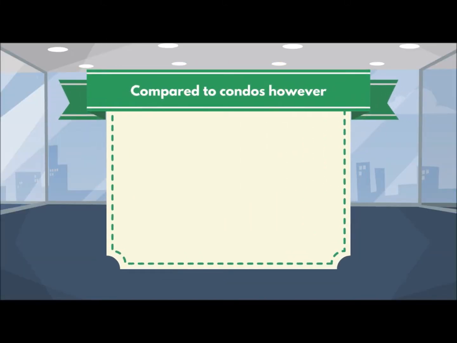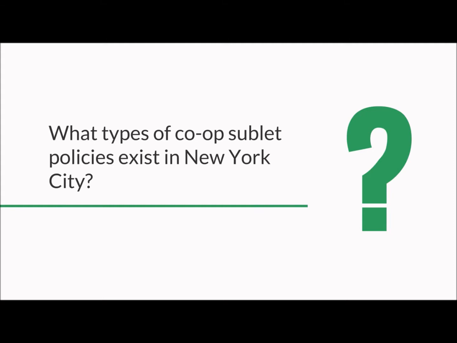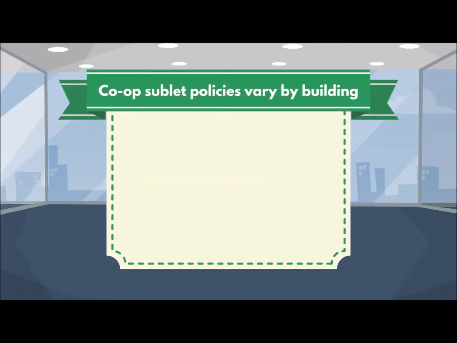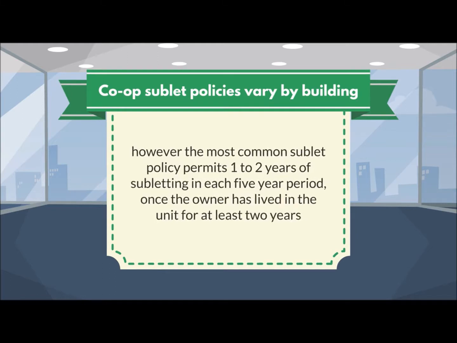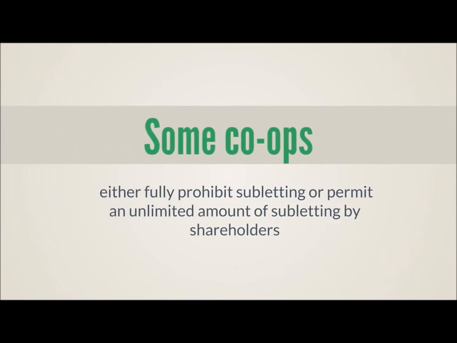Compared to condos, however, co-ops in New York City are not generally viewed as being investor-friendly assets. What types of co-op sublet policies exist in New York City? Co-op sublet policies vary by building. However, the most common sublet policy permits 1 to 2 years of subletting each 5-year period, once the owner has lived in the unit for at least 2 years. Some co-ops either fully prohibit subletting or permit an unlimited amount of subletting by shareholders.